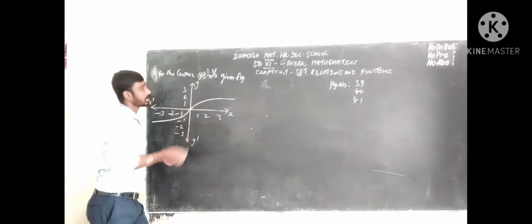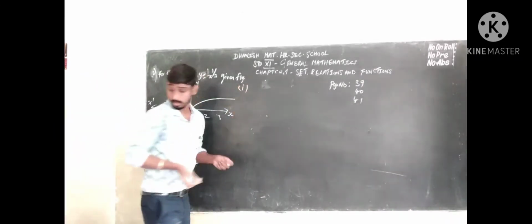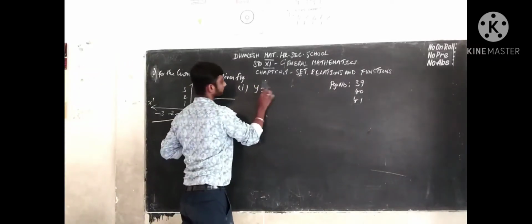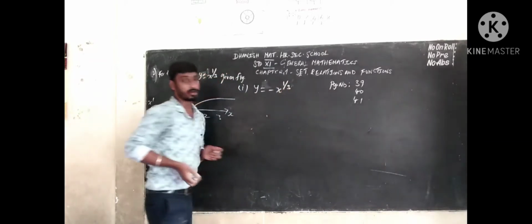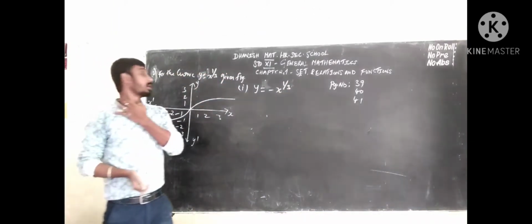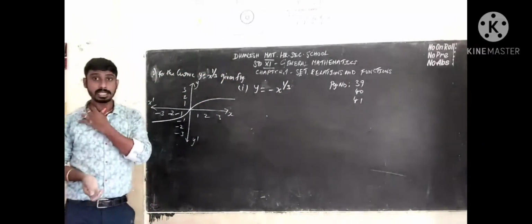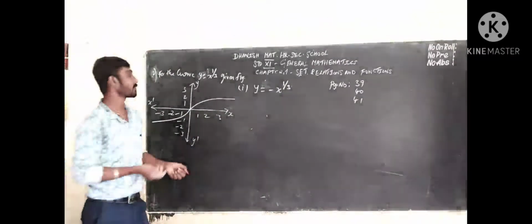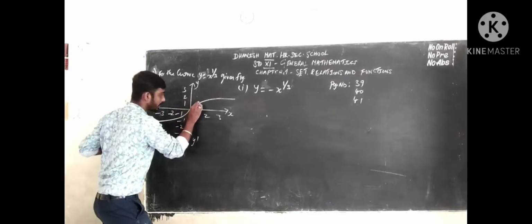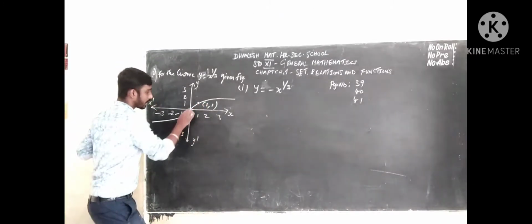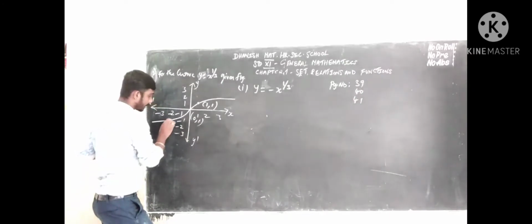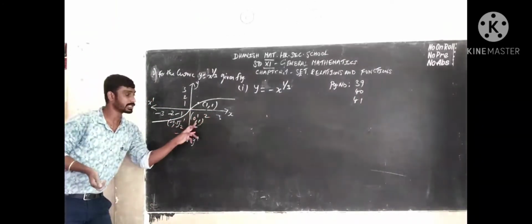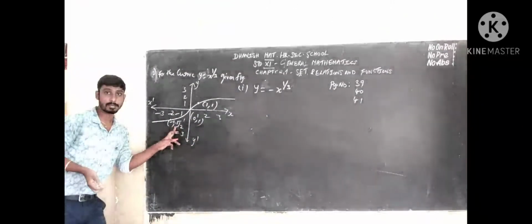Now listen. So what is the first question they given here? Y is equal to minus x power of 1 by 3. So it will be the reflection type. In this sum you are going to find out the reflection type. So solve the reflection. What is the reflection here? Here we are getting 1 comma 1, here we are getting 0 comma 0, then here we are getting minus 1 comma minus 1. What are the points here? 1 comma 1, 0 comma 0, then minus 1 comma minus 1.